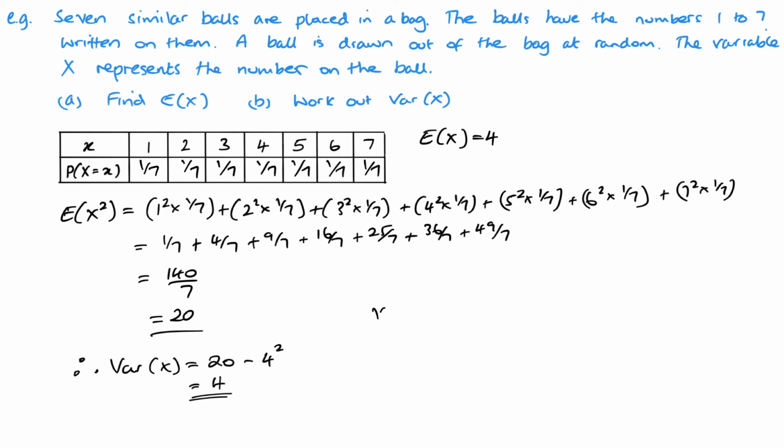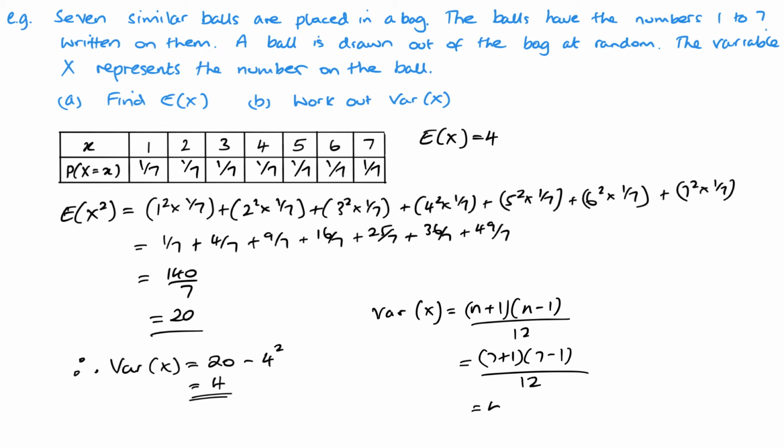Now let's look at doing it the faster way. Since it's a uniform distribution, this is n plus 1 times n minus 1 over 12. So we've got 7 plus 1, 7 minus 1 over 12. So it's 8 multiplied by 6, which is 48, divided by 12 is 4.